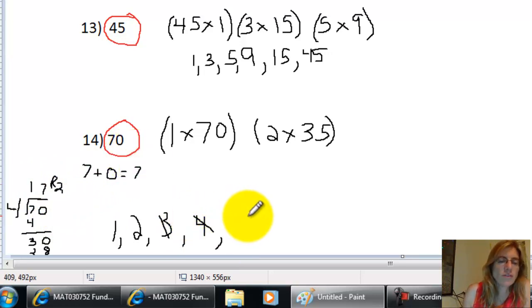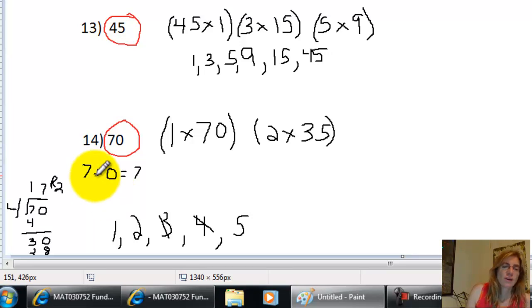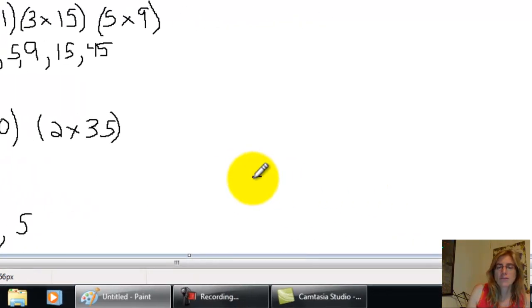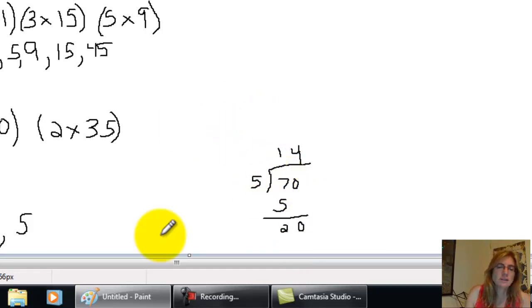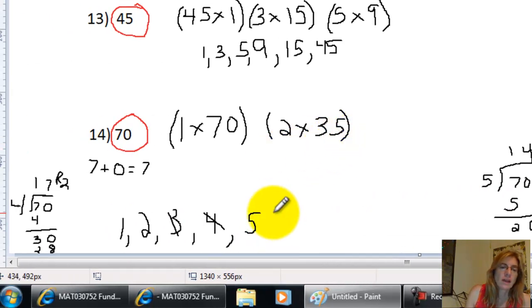So then you ask yourself, does 5 go into 70? Well, the rule for 5 is that the number ends in 0 or 5. So 5 does go into 70. Once again, you're thinking, 5 times what is 70? So you have to work out the math. It's a little frustrating because if you had a calculator it'd be so much easier, but on the test you won't. So 5 into 20 is 4, so we have learned that 5 times 14 is 70. So that's the next factor.